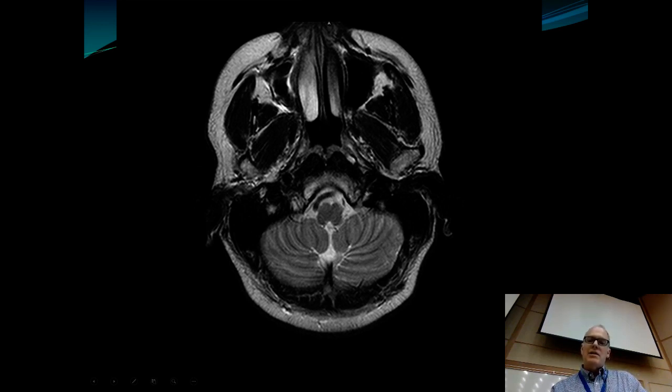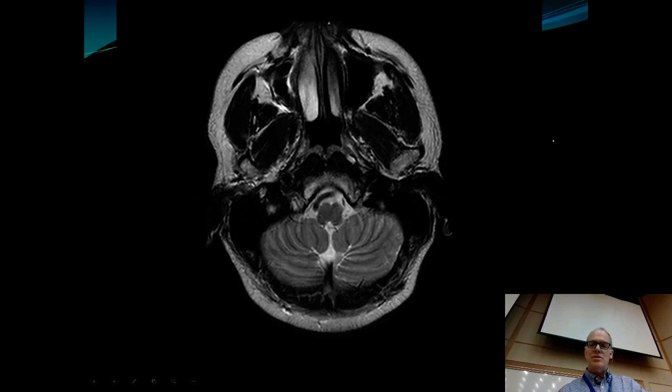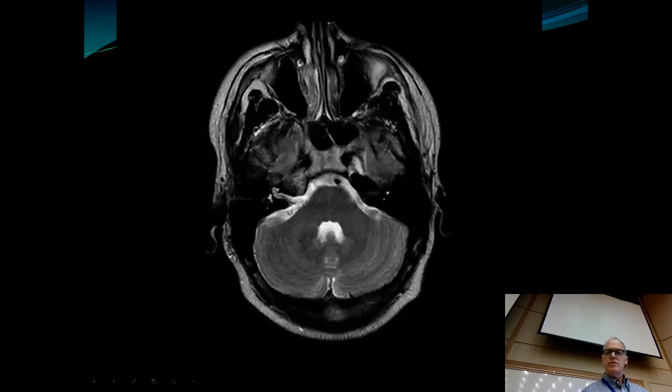Now there's a lot we can identify up here, but this is neuroscience. So the nasal septum and the maxillary sinus and the pterygoid muscles, that's all interesting, but not something we're going to do in this course. I will say again, flowing blood looks dark, and so what we're looking at here is the internal carotid artery. Okay, so there are all of the labeled structures.